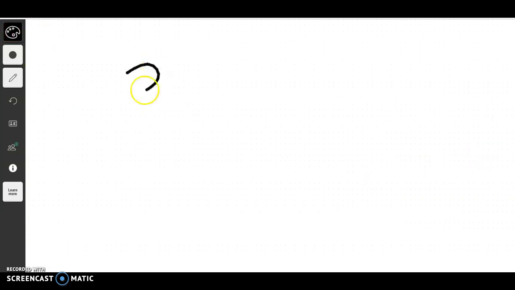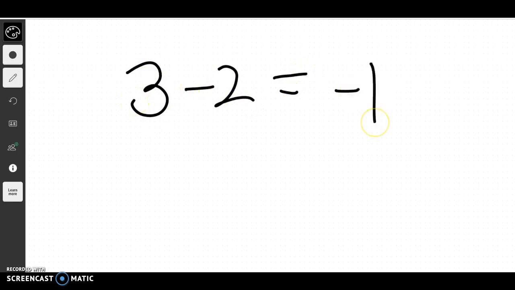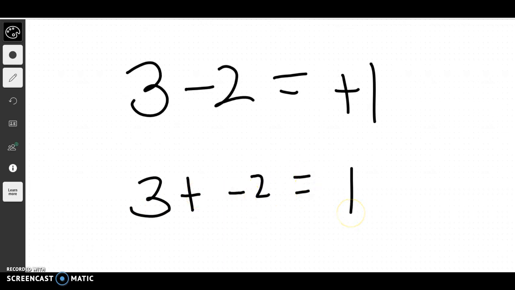So if I do 3 minus 2, that gives me 1. Well, that's subtraction. I could have also said this is the same thing as 3 plus negative 2, which is 1. So these problems are the same. Subtraction is really just adding a negative. It's not any different. It's the same thing.